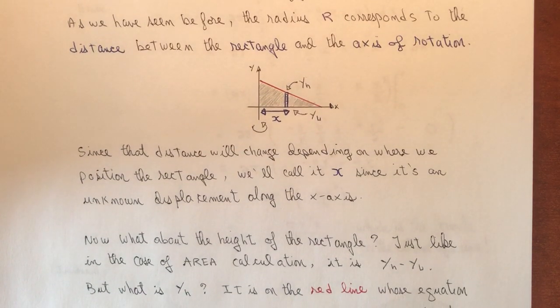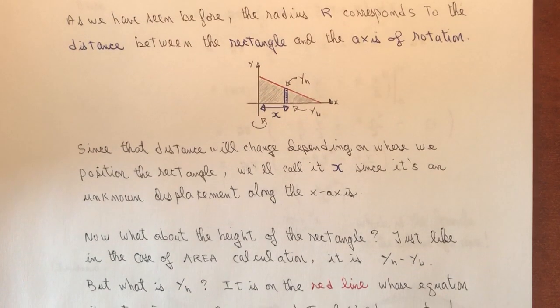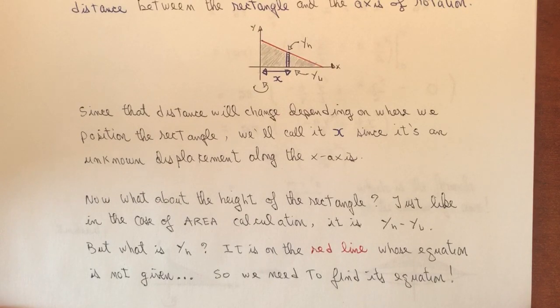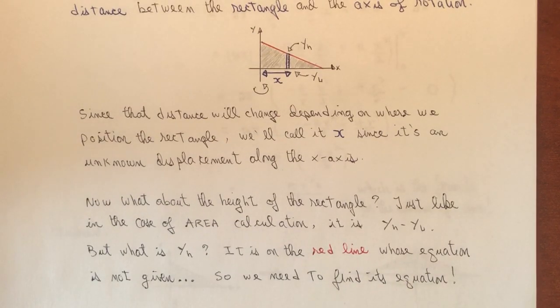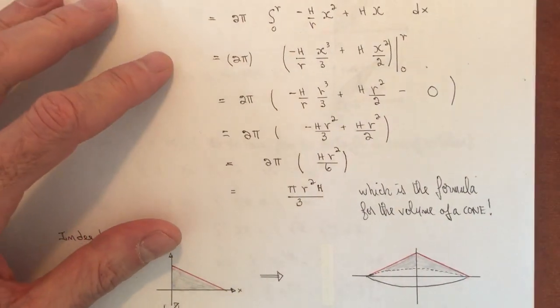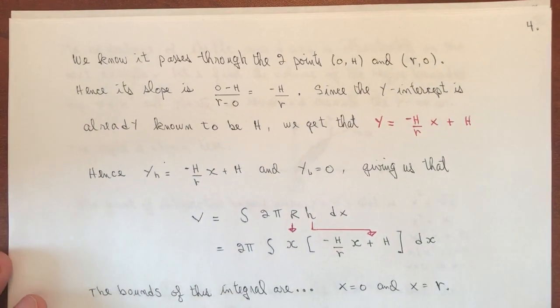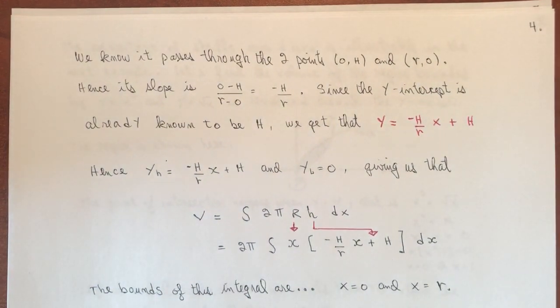Well, just like in the case of area calculation, it can be construed to be just y high minus y low. But what is y high? We're not given y high here. Since y high is on the red line whose equation is not given, we will need to find the equation of the line. We know that this line passes through 2 points, namely (0, big H) and (little r, 0). Hence, its slope is 0 minus big H over little r minus 0, which is minus big H over r.